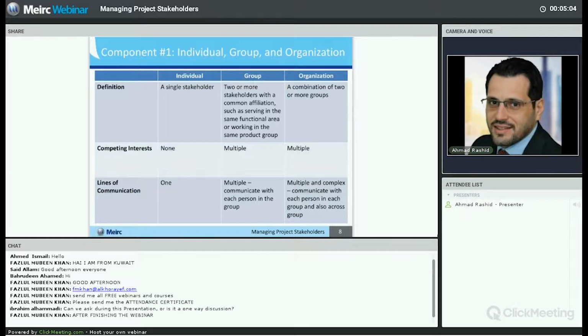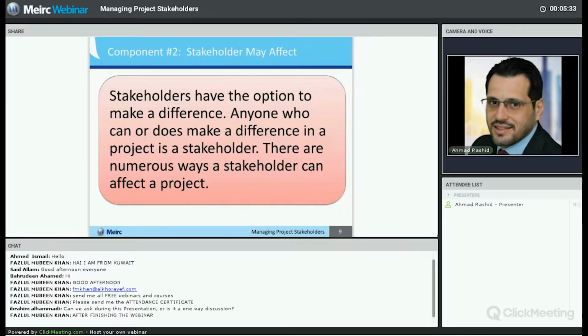And we're talking about multiple competing interests, because more than one stakeholder means that every one of them might have different interests in the project, and they might compete with each other in order to make sure that their interest is being met. And their lines of communication actually will be multiple. When it comes to organization, of course, we'll have more than one group and we'll have multiple competing interests. And the lines of communication, as a matter of fact, will be very complicated and complex, because we want to make sure that we keep open communication with all our stakeholders during a project execution.